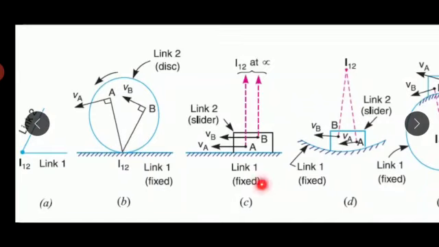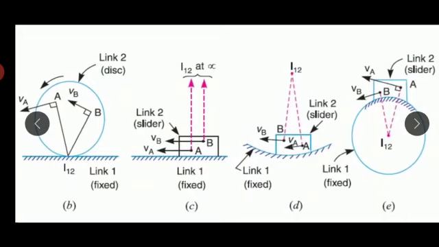In the third case, we have a slider here, and this slider is going to slide over the fixed link, and this fixed link is straight. So in such cases, the instantaneous center lies at infinity as shown here. And if you take any point on the slider, either point A or point B, both the points will have the same velocity.